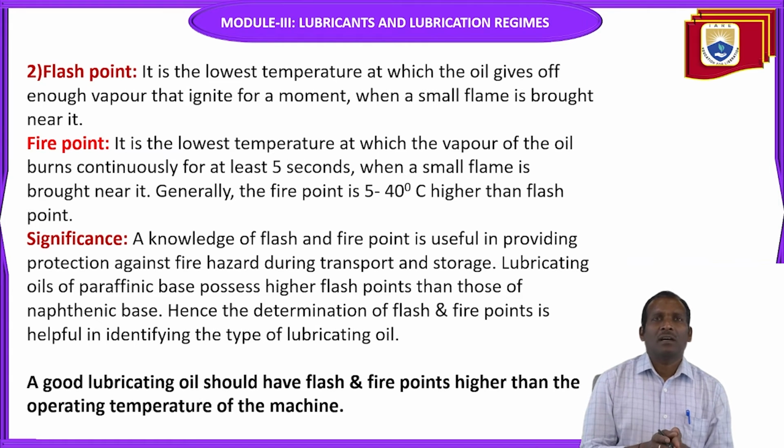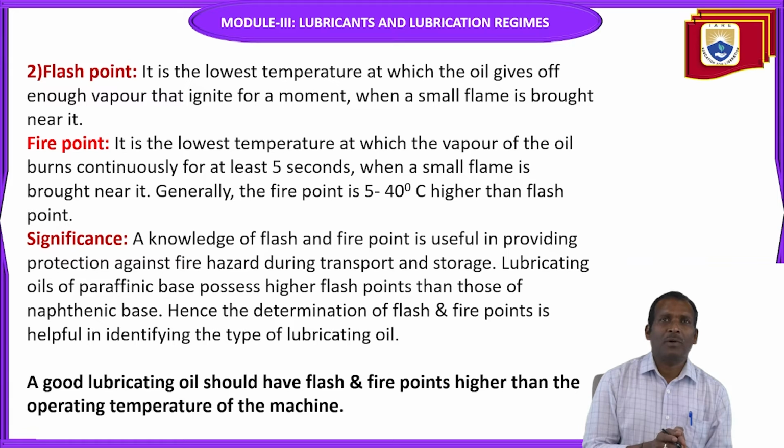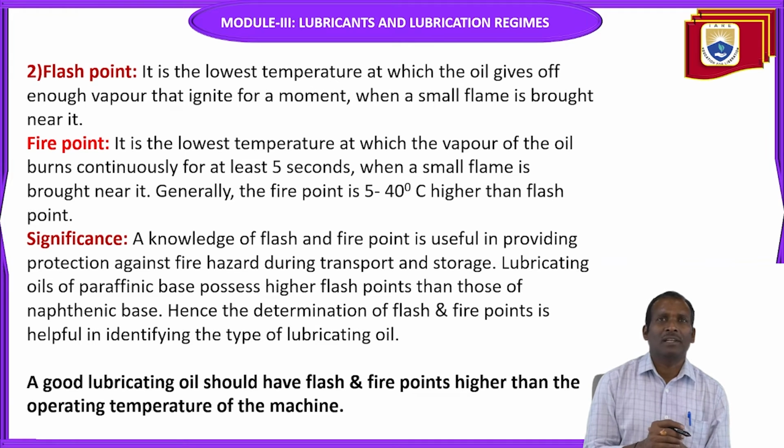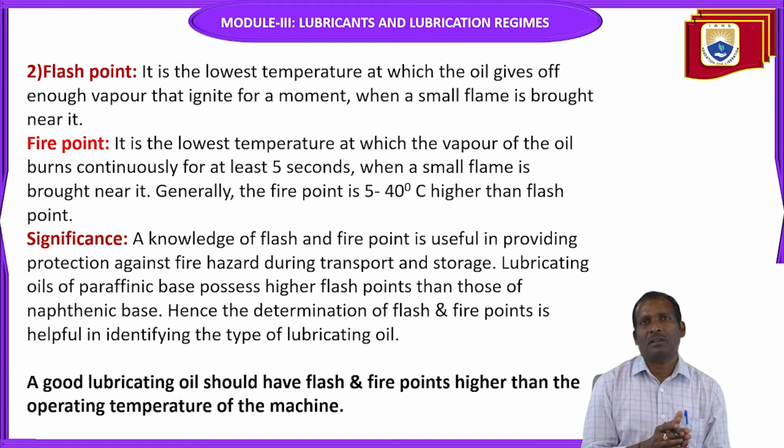Whenever the vapor ignites for a particular time when a small flame is brought near it, there is no need for a high spark. A small flame is also enough to burn this oil. So that is called the lowest temperature at which it gives off the vapor that ignites. That point is called the flash point.